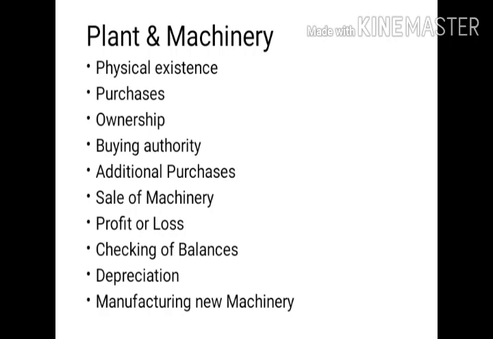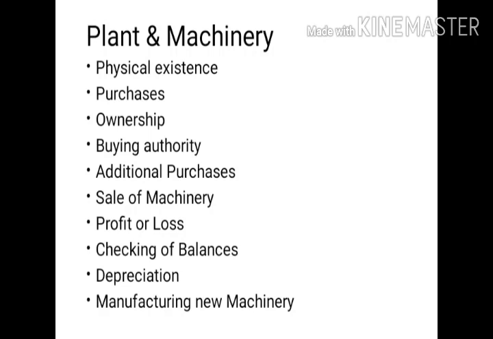Then buying authority. In this particular point, the management has the right to buy the machinery for the business purpose by the approval of the general manager or the owner of the business. Hence, the auditor should check the purchase policy and other relevant details to ensure that these assets are acquired accordingly.